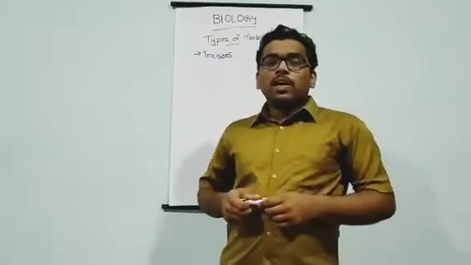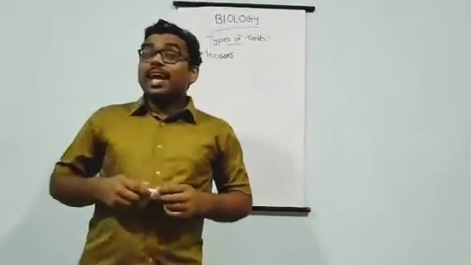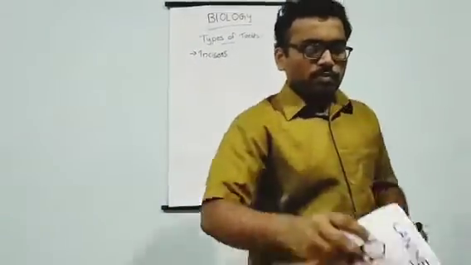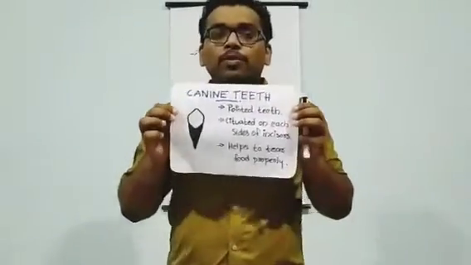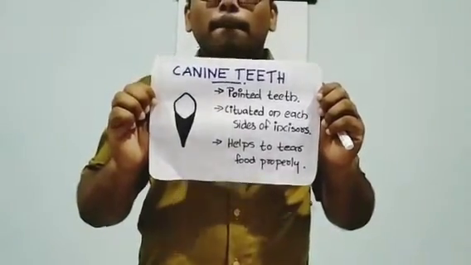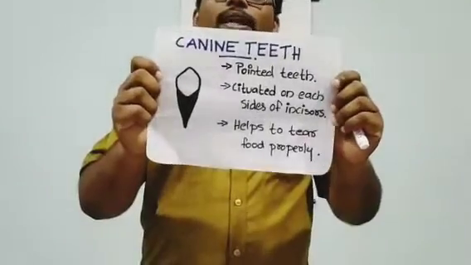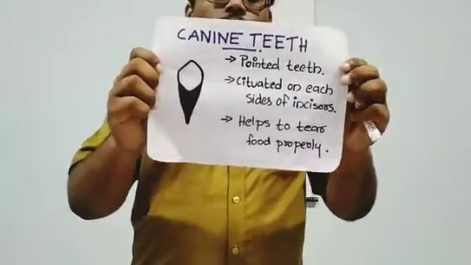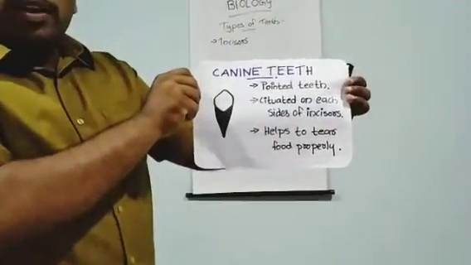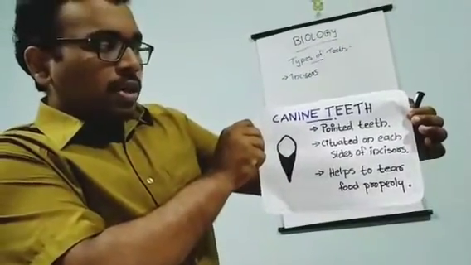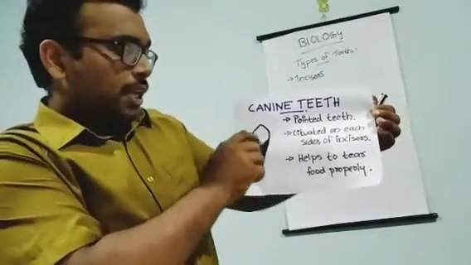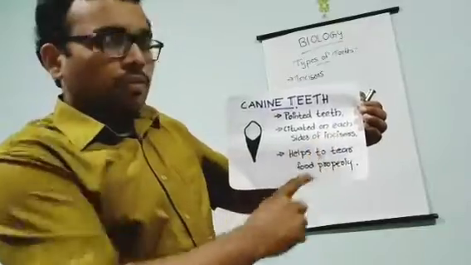Now we will watch a flashcard based on the canine, the second row of teeth. Are you ready? Yes. Is it clear for you? Yes. Go on, read it. Canine teeth, that is the topic. What are the features of canine teeth? The first point is that these are pointed teeth. The second point is that they are situated on each side of the incisors.